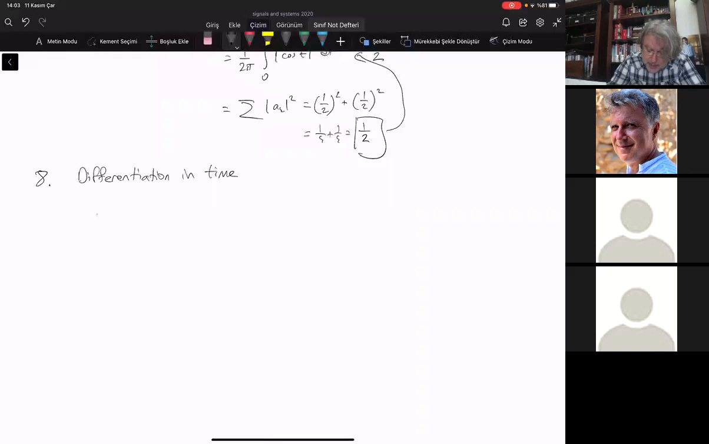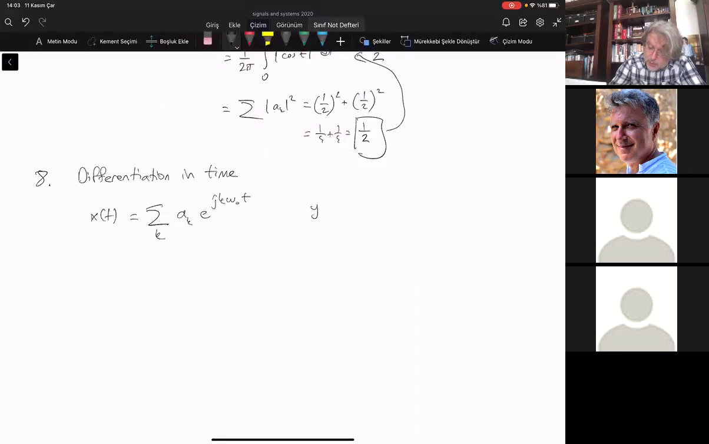We know that x of t is the summation of, let's say, a_k e to the j k omega 0 t, right? With a fundamental frequency of omega 0. So integer multiples of that fundamental frequency will make the harmonics, and those harmonics will be scaled by the Fourier series coefficients, and we are just combining them. This is x of t.